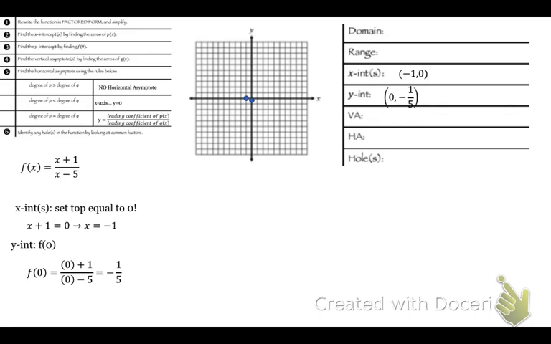Okay, my vertical asymptote, that's what you get when you set the bottom equal to 0. So I have x minus 5 equals 0, which means x equals 5. So I have a vertical asymptote at x equals 5. Vertical means up and down, so that's going to be right there at x equals 5.